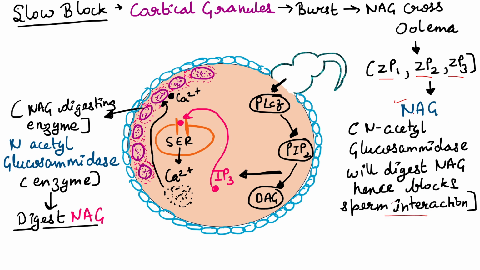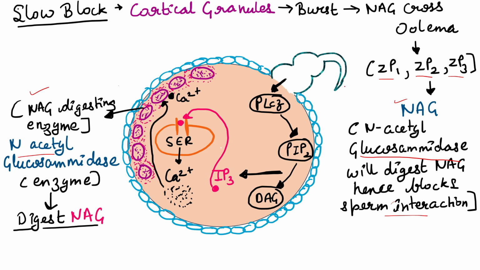Now this NAG would be blocked by the digestion by glucosaminidase. So this glucosaminidase would digest this layer of NAG, and once the NAG is digested, what will happen? Now what will happen? The NAG digesting enzyme, that is N-acetyl glucosaminidase enzyme, digests the NAG. Right? Now what will happen?